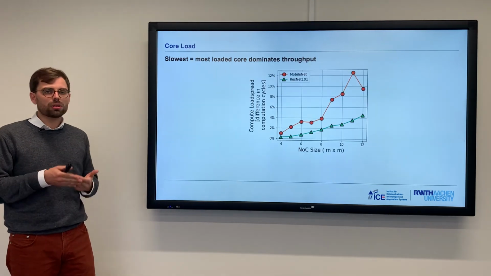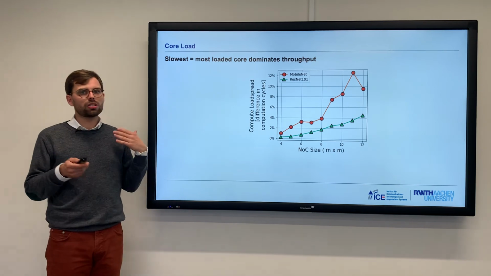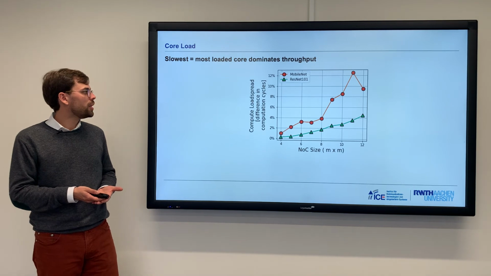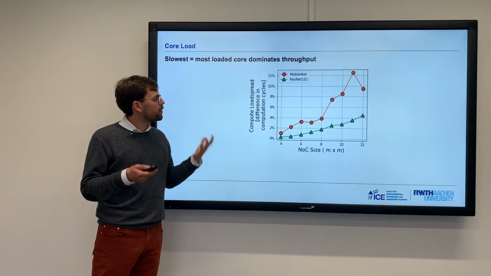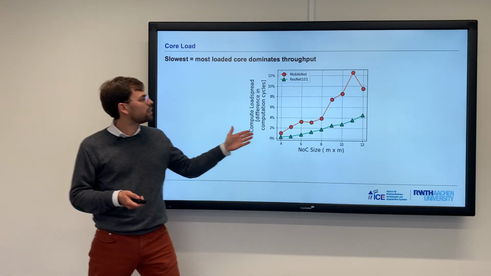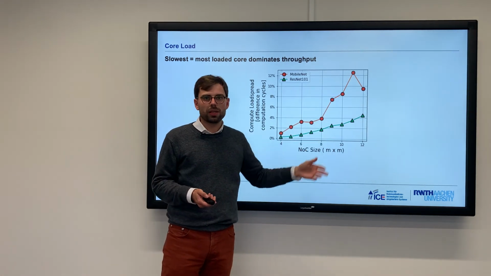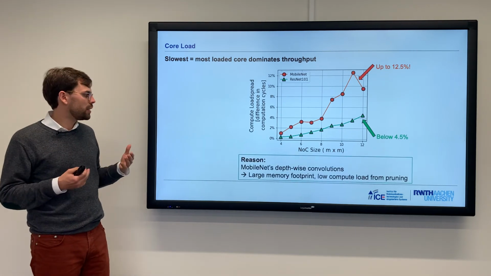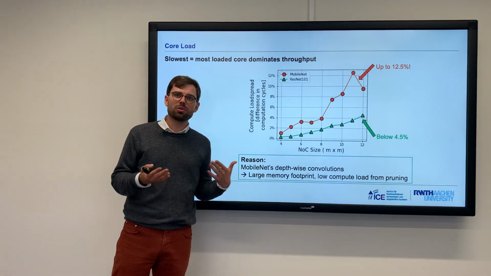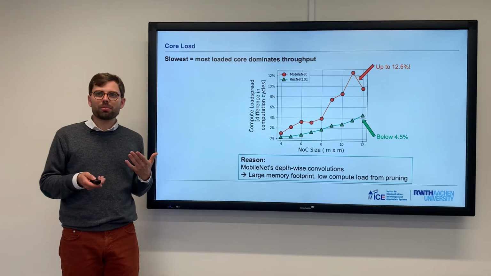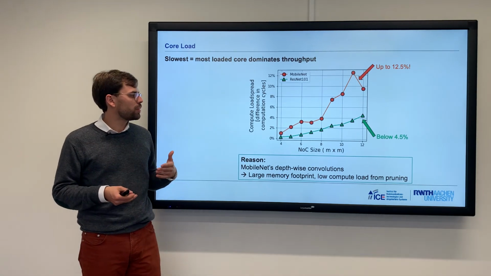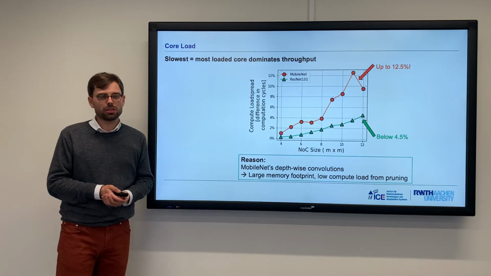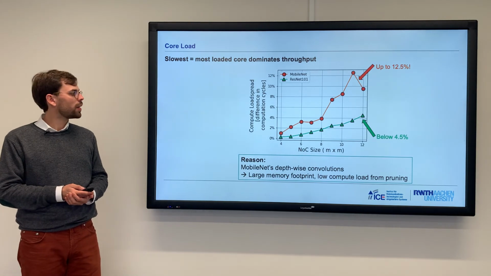Finally, we also took a look at the core load. Here the idea is that the slowest core dominates the throughput of our SoC, so we want to minimize this. We took a look at the difference in computational cycles, and what you can see is that MobileNet performs much worse than ResNet. So what's the reason for that? The reason is relatively simple. MobileNet has these depth-wise first convolutions, which have a really large memory footprint and a low computational footprint from pruning. So basically, this is just an intrinsic thing of the CNN, so we can't do anything about that, unfortunately.